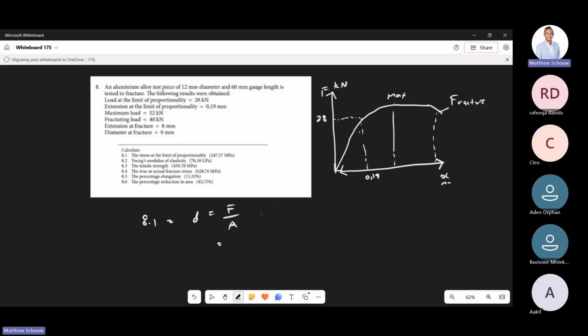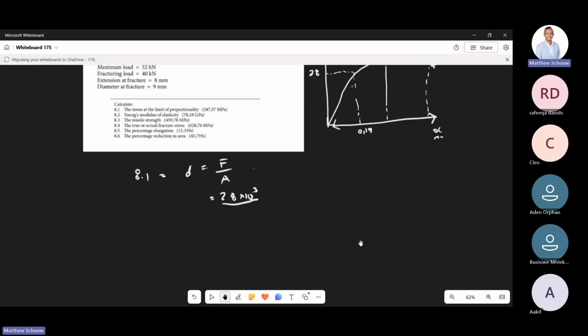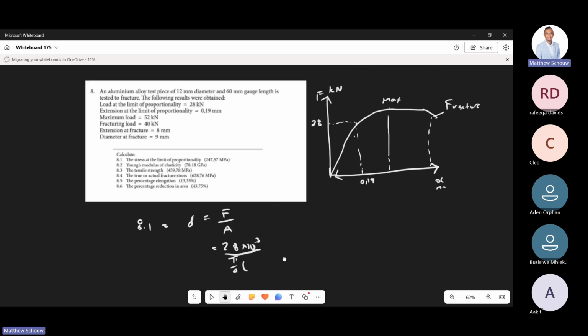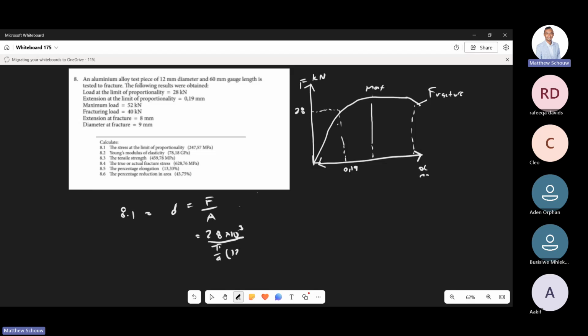So we look at the load, which is 28 kilonewtons. Then you want to divide that by the area. Now the area, it's a round specimen, right? So therefore it's going to be pi over 4 d squared. In this case, it's a 12 mm diameter, so you can represent it as 12 times 10 to the power negative 3. Like that, and you just square. Instead of 12, you can just write 0.012. You guys are comfortable with different things. So can you guys work that out for me?